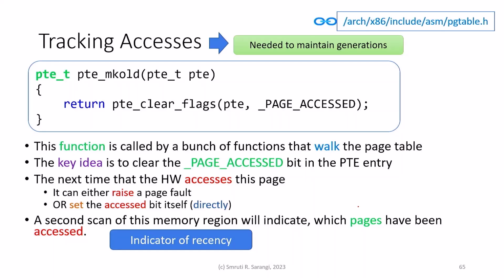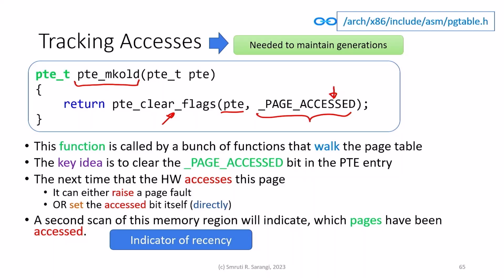Previously it was used and unused. We'll not use that state. Instead, we'll use accessed and not accessed. So there is a function, page table entry make old. There is a make new also, it does the reverse. So what it does is it goes to the page table entry, and if it is accessed, which means it is new, it takes the accessed flag and clears it, which means it's not new anymore.